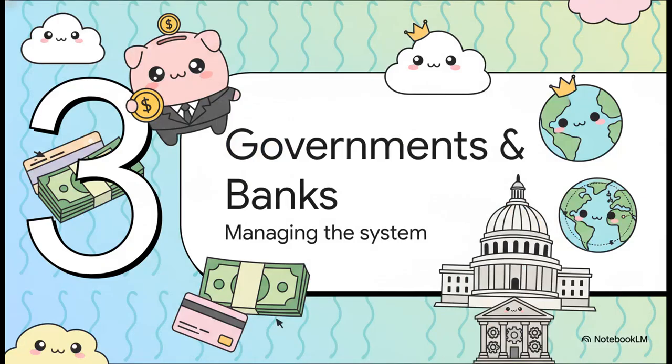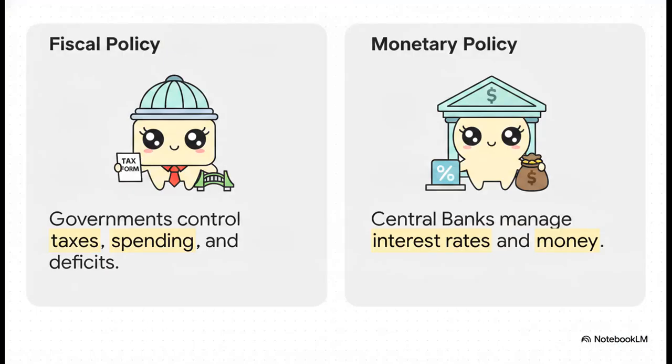All right, let's get into Section 3, governments and central banks. To manage and stabilize this massive interconnected system we've been talking about, we rely on two completely separate powers. On one side, we have fiscal policy, which is controlled by the government. Governments collect taxes, and they spend money on things like infrastructure, healthcare, and defense. When the economy slows down, they might decide to spend more or tax less to stimulate demand.